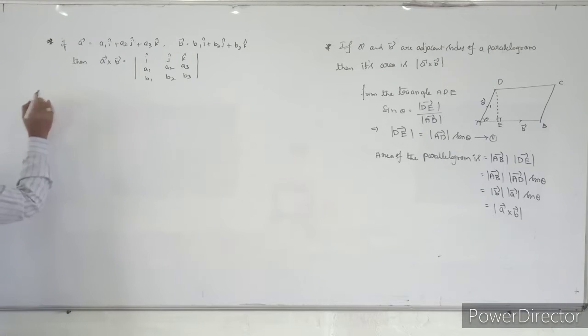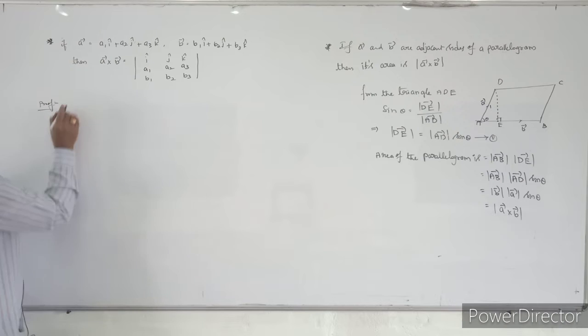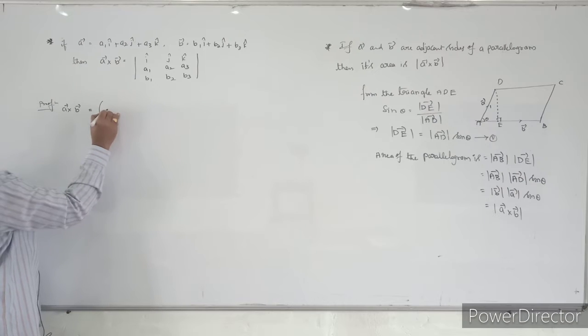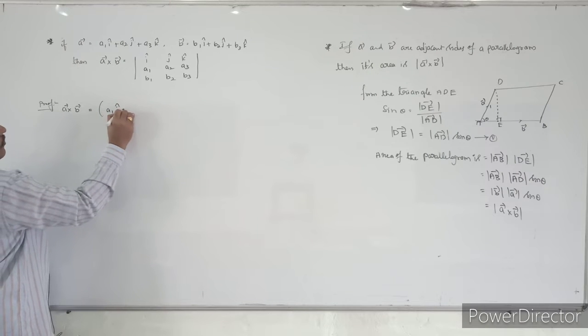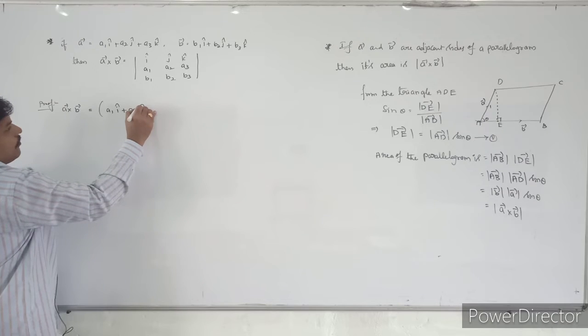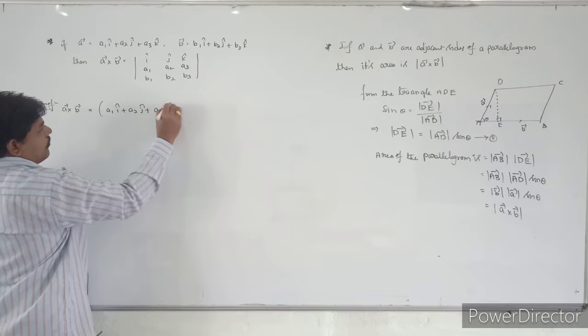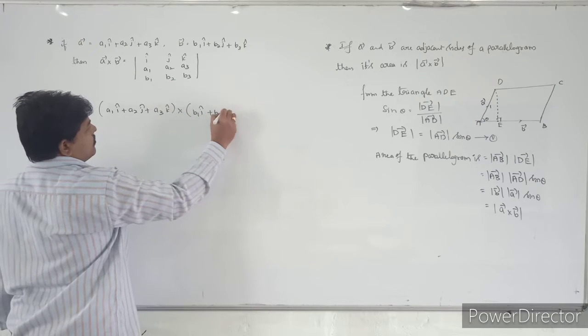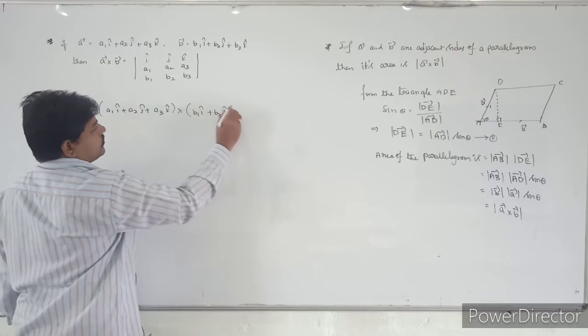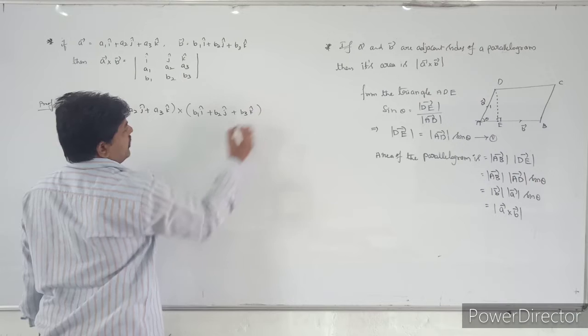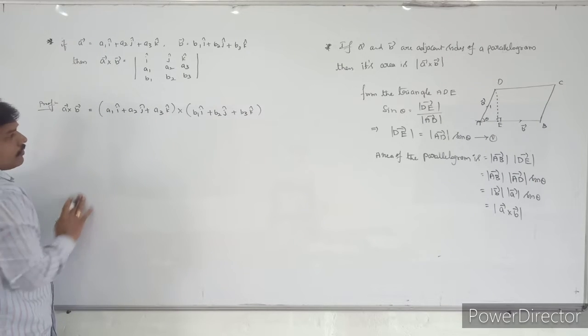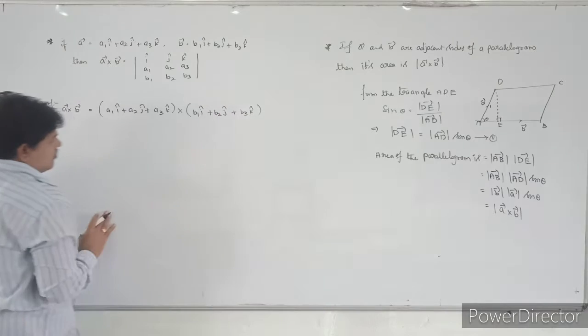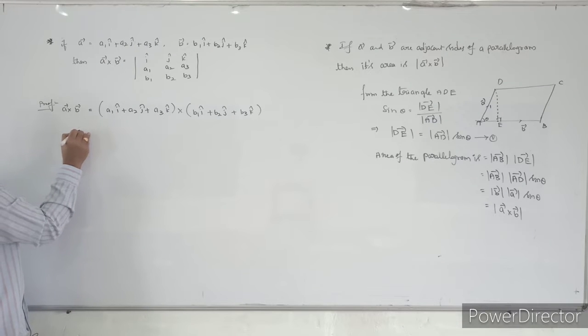See, A bar cross B bar is equal to A1 i cap plus A2 j cap plus A3 k cap, cross B1 i plus B2 j plus B3 k. So apply the cross product. First multiply A1 i with all the terms. So what will you get?